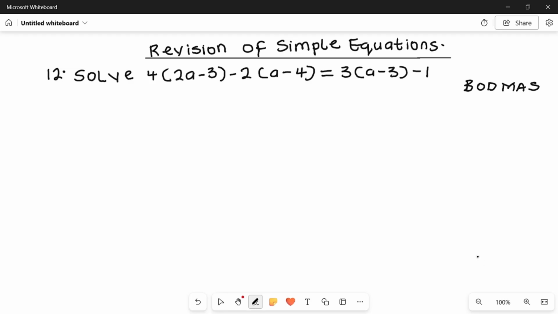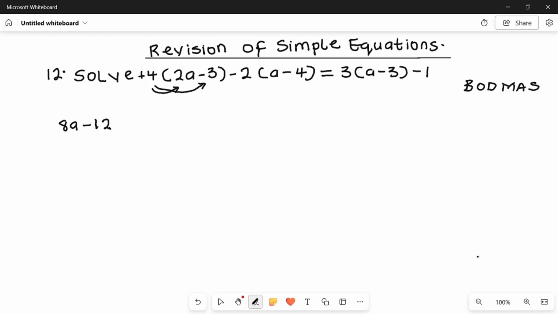So if we want to take off the bracket, 4 will multiply 2a to get 8a. This same 4 will multiply minus 3. You know 4 has a positive sign here, right? So plus times minus will get minus. 4 times 3 will get 12, right?